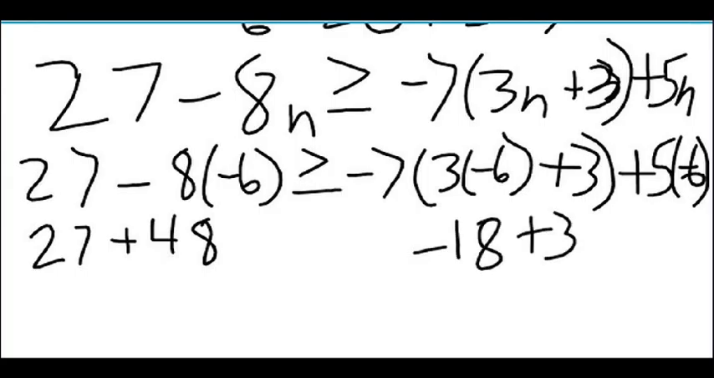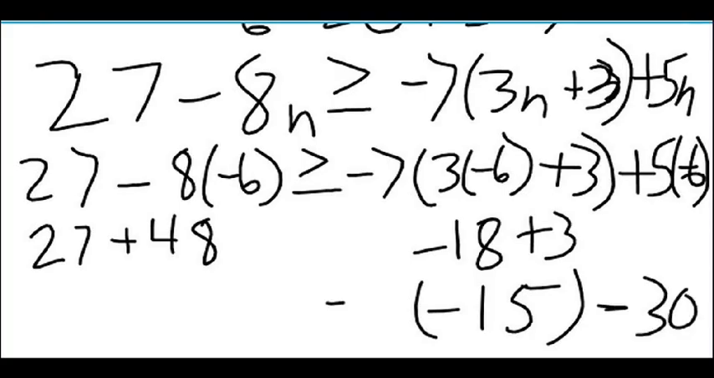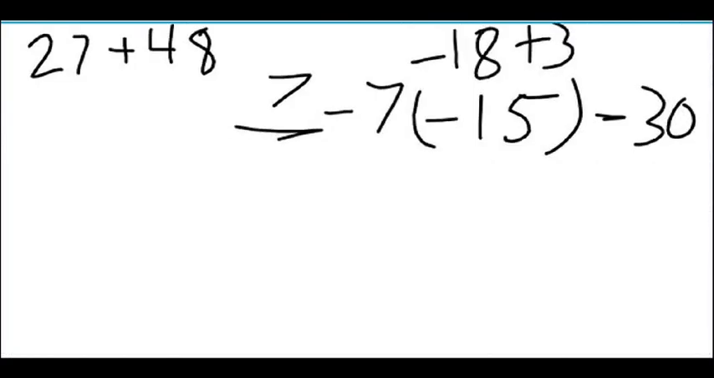Negative 18 plus 3 gives you, that's subtraction, you want to keep the sign of the greater number. That gives you negative 15. 5 times negative 6 gives you negative 30 over here. And this is being multiplied by 7. That is the greater than or equal to sign. 27 plus 48, if we add that together, we are left with 5, carry the 1, 75 on this side.